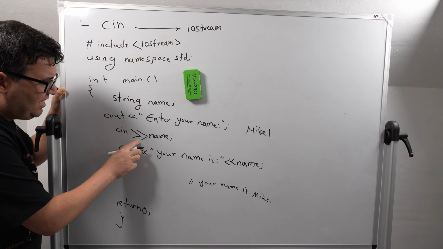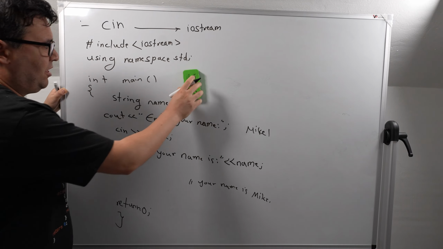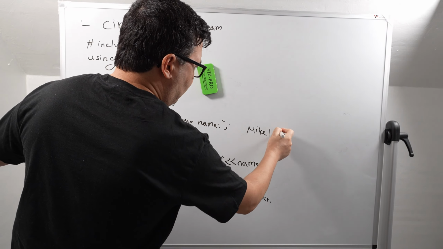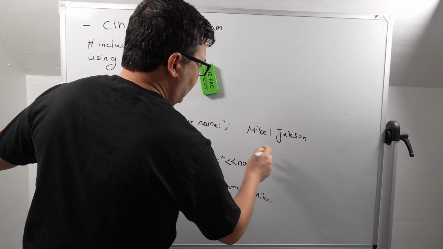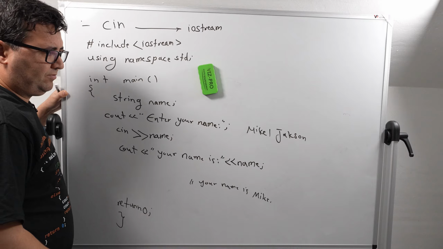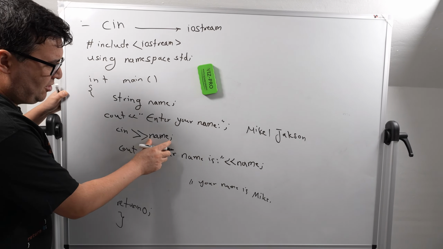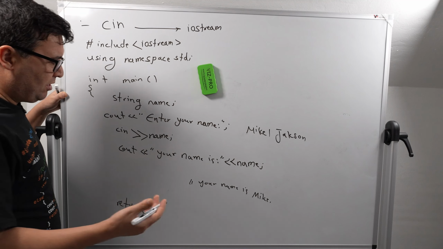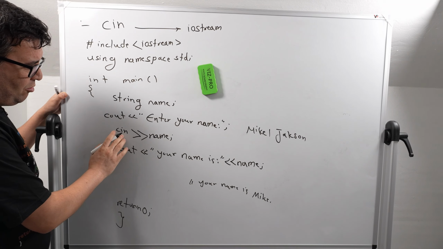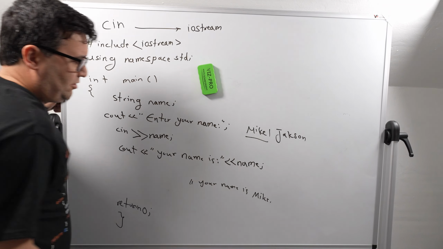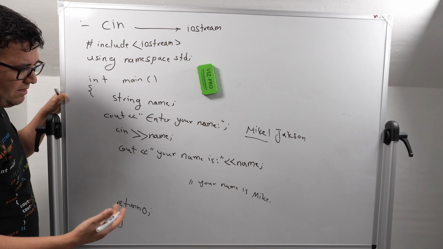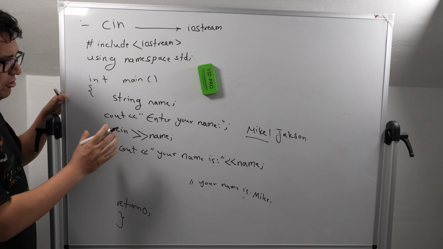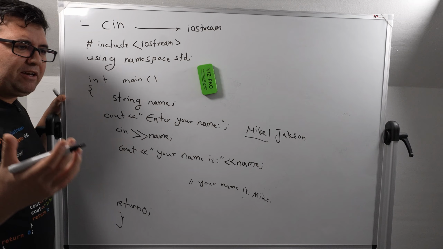Good. But if I enter my full name, because the cin only gets one word. Please remember, the cin can get only one word from the keyboard. So suppose I run this program again and it says enter your name, and I enter Michael Jackson. So my full name is Michael Jackson. When I enter it, I put a space between first name and last name. So what happened? The name variable only stores the first word. So when I ran the program, it shows only "Your name is Michael." It's not showing the last name, because the cin only gets one word at a time.